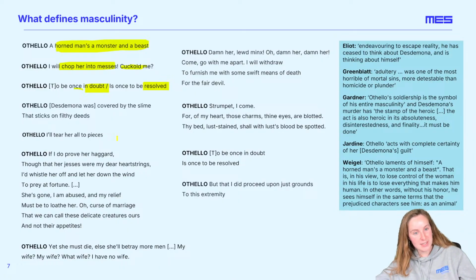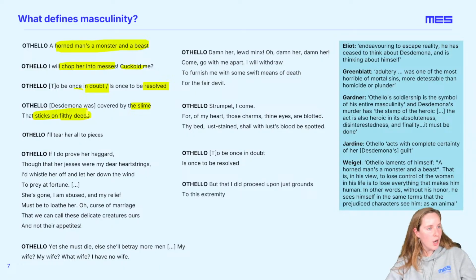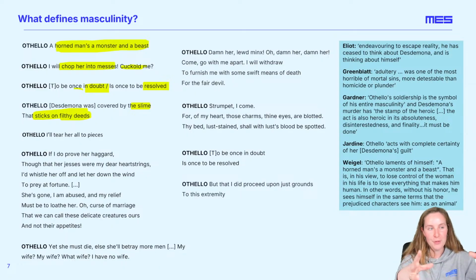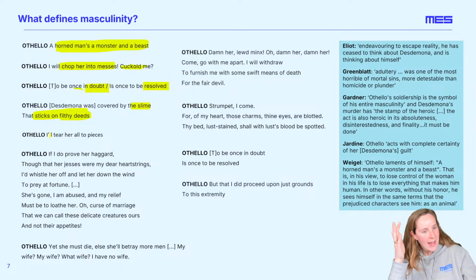He also says Desdemona was covered by the slime that sticks on filthy deeds. This is his justification for murdering her. So this idea of filth, she is tarnished, she's dirtied his reputation. If we think about white and darkness and filth in this play, there is so much there to think about. Again, I'll tear her all to pieces. So this idea of immediate violence and destruction of women in order to define and protect masculinity. He also says, if I do prove her haggard, though that her jesses were my dear heartstrings, I'd whistle her off and let her down the wind to prey at fortune.